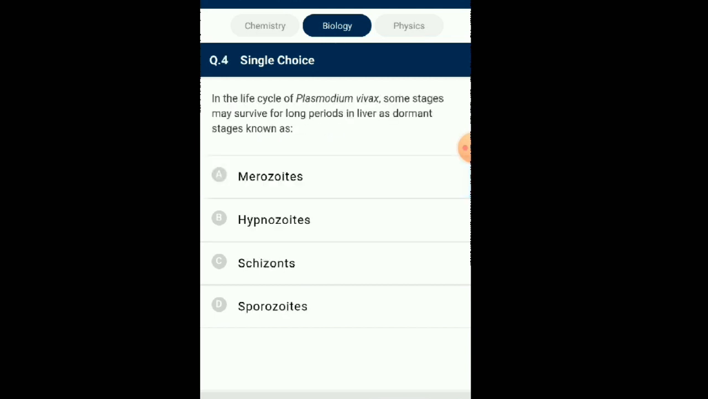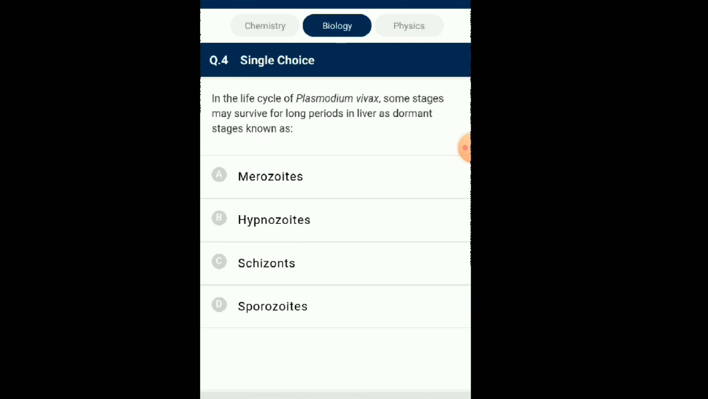Question number 4. In the life cycle of Plasmodium vivax, some stages may survive for long periods in the liver as dormant stages known as. The most common and widespread malaria parasite is Plasmodium vivax. It has a dormant stage in the human liver, which makes it difficult to eradicate. This dormant stage increases the possibility for the parasite to reach the vector for sexual reproduction.